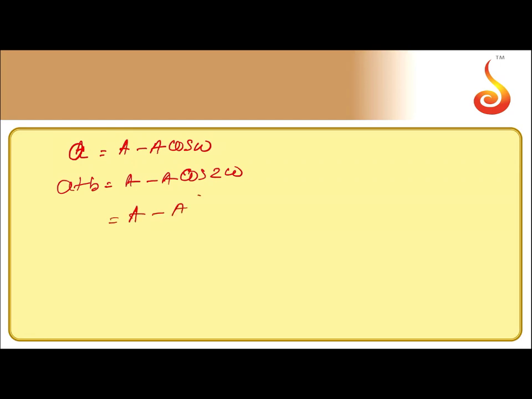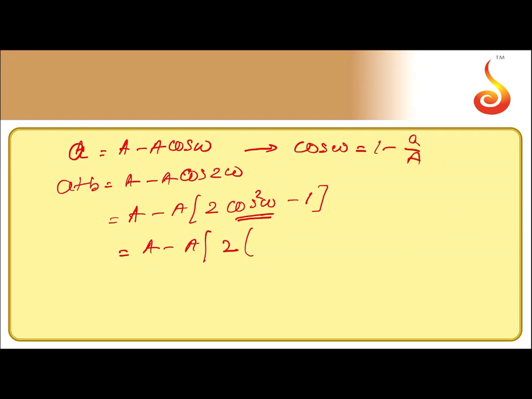A minus a minus b can be written as A times 2 cos square omega minus 1. That is equal to A into 2 into cos omega, which is already known to me from the earlier equation. I know cos omega is nothing but 1 minus a by A. So I have 1 minus a divided by A, whole square, minus 1. That further simplifies to A is equal to 2a square divided by 3a minus b. So this is the amplitude of the SHM.